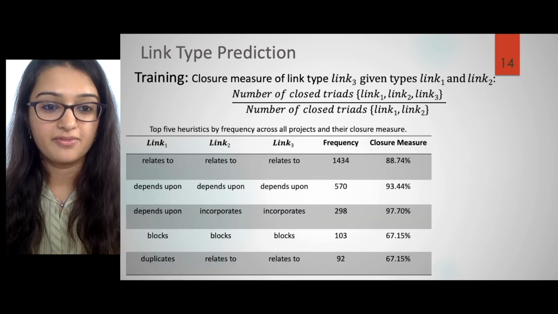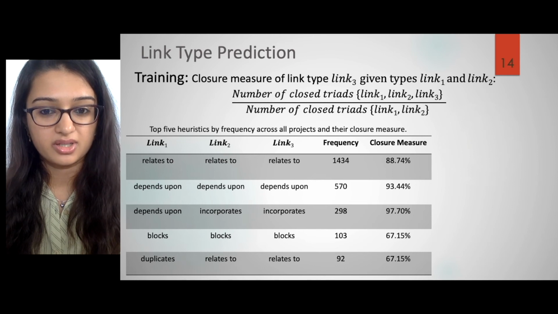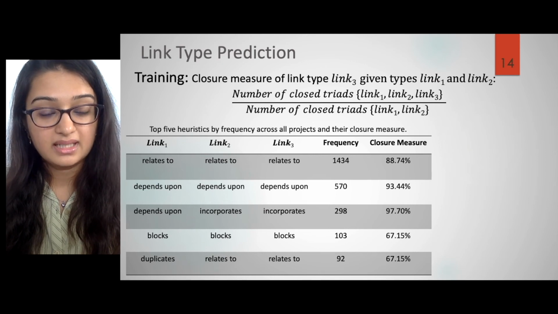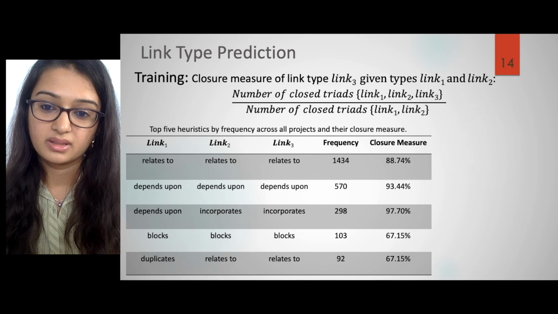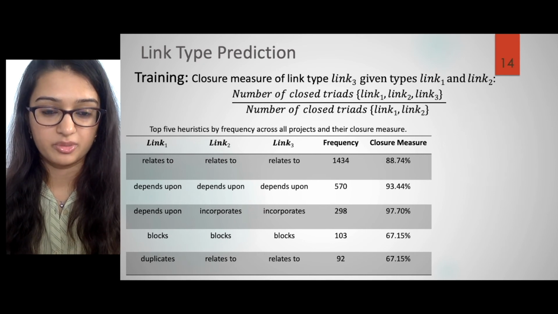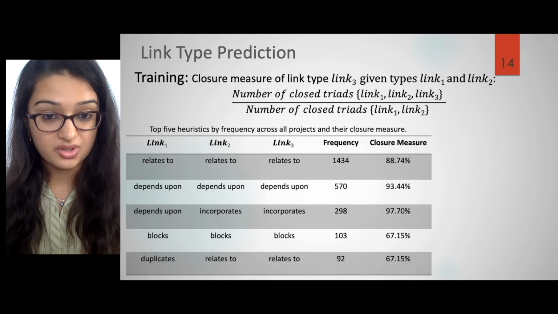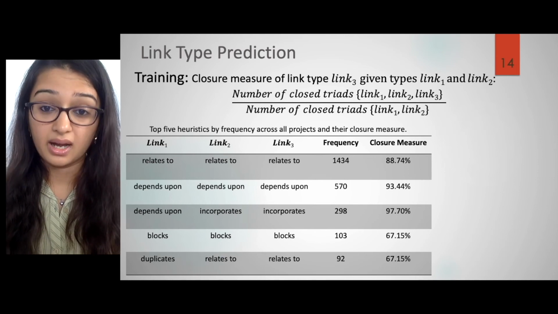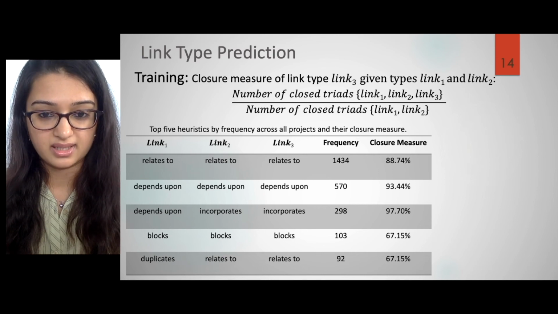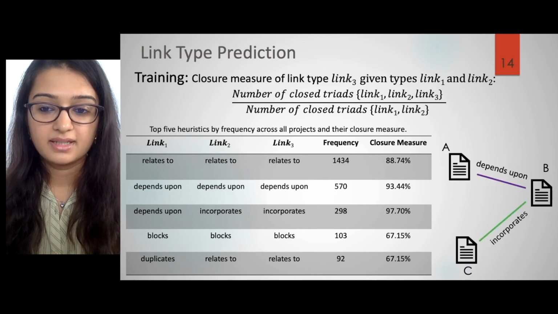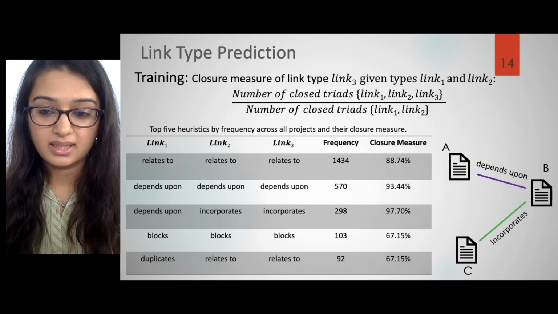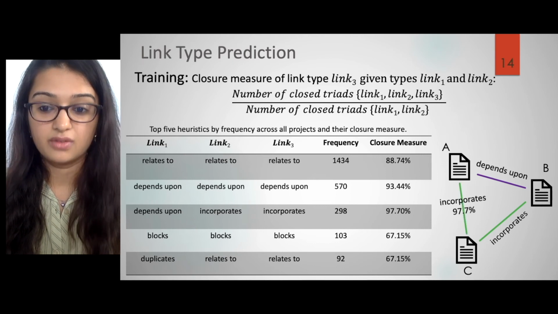This table shows the top 5 heuristics by frequency across all the projects and their closure measure. A triad with 3 relates to relations occurs the most frequently and has a closure measure of 88.74%. What's interesting, though, is that custom link types, such as depends upon and incorporates, form a triad with far less frequency, but a higher closure measure at 97.7%. What this means is that if A depends upon B and issue B incorporates C, then we can predict that A incorporates C with a confidence of 97.7%.